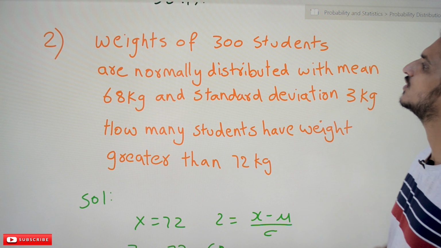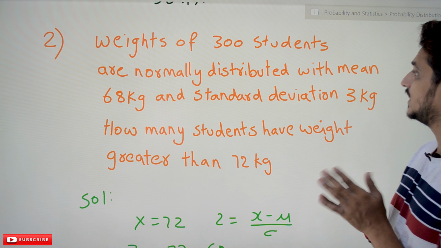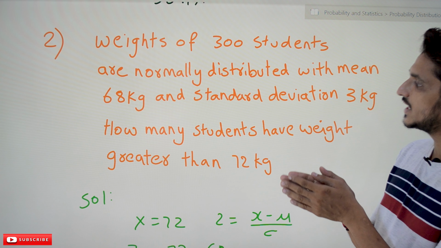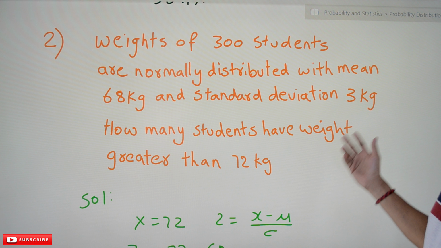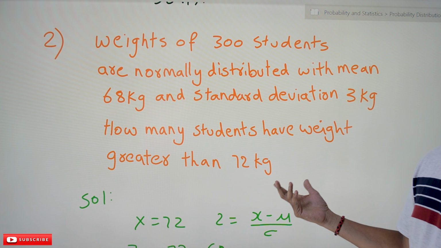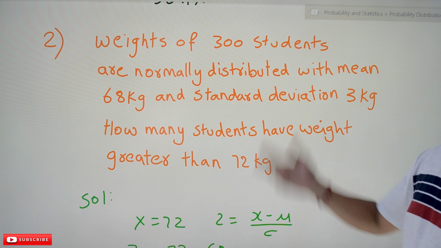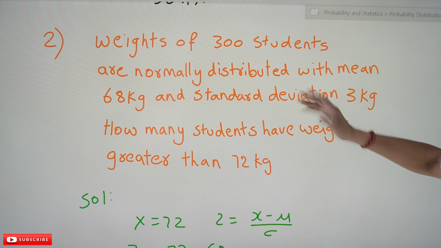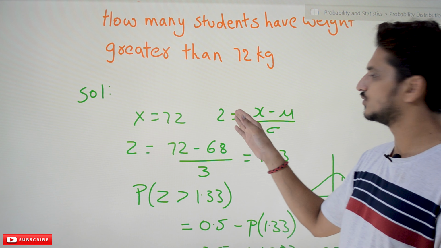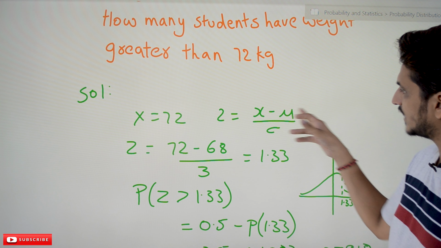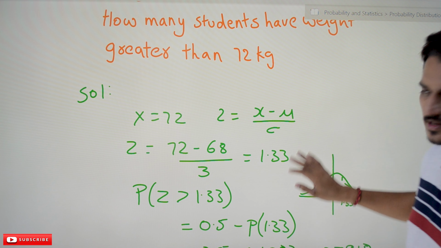Now coming to the second question. Weights of 300 students are normally distributed with mean 68 kgs and standard deviation 3 kgs. How many students have weights greater than 72 kg? So greater than 72, which is very similar to our first question. Random variable x is 72. We have to find z is equal to x minus mu by sigma. Z is equal to 72 minus 68 by 3, which is 1.33.